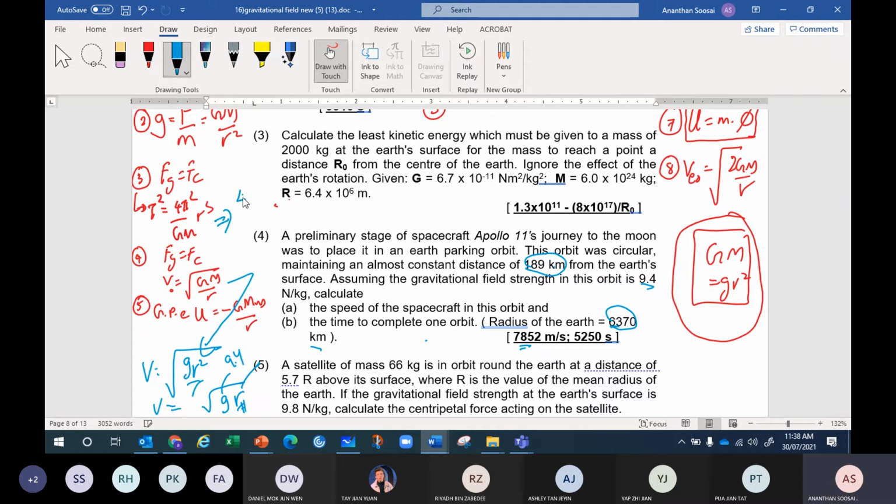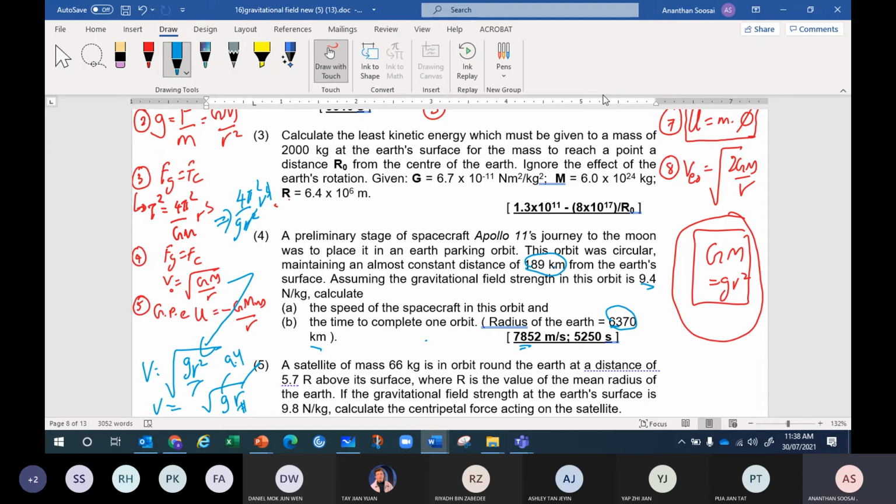Okay, so it's going to be 4 pi squared. Down here is going to be GR squared, here R cubed. So r squared and r cubed cancel. So 4 pi squared r over g gives you the period squared. Square root it, you get the period. So you should get 5250 seconds.